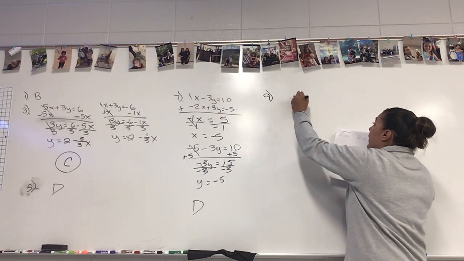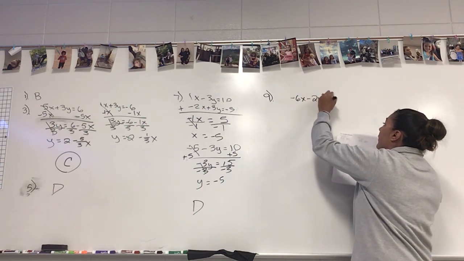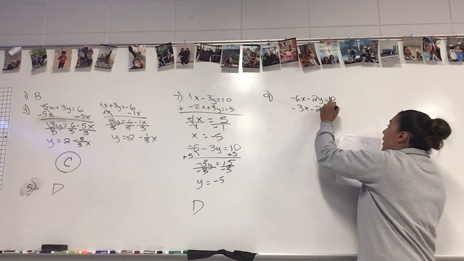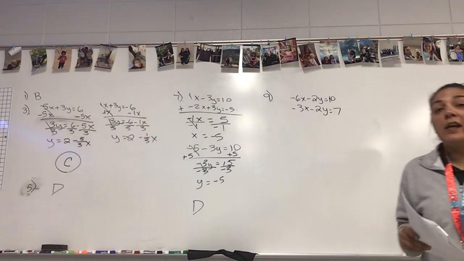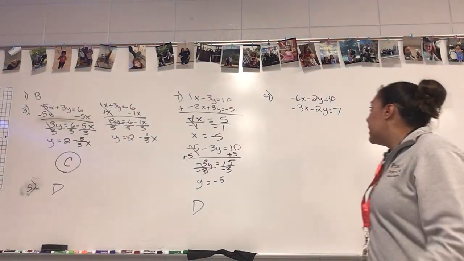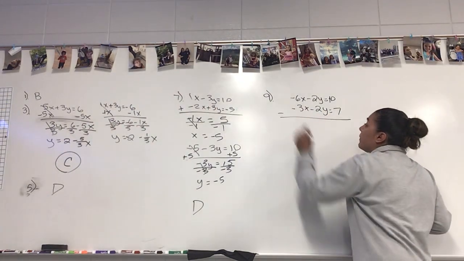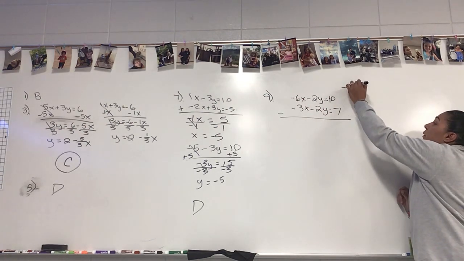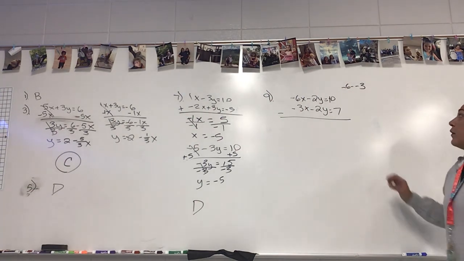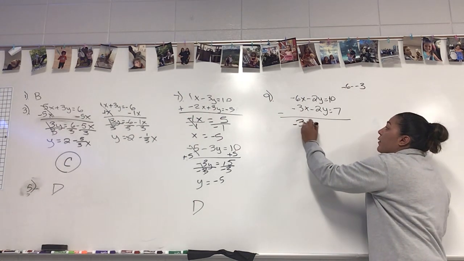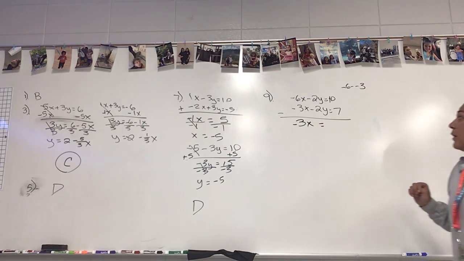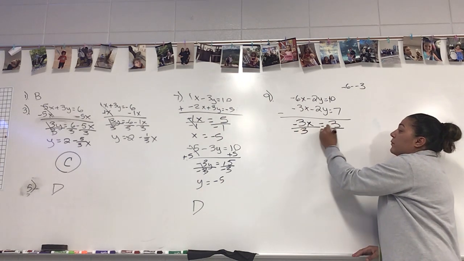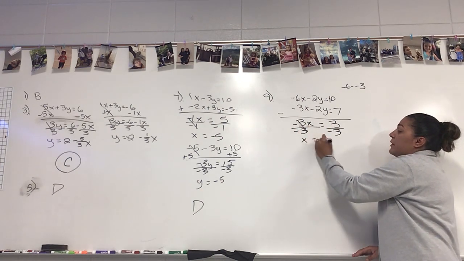Okay, 9. We got negative 6x minus 2y equals 10, and I got negative 3x minus 2y equals 7. I have two with the same number and same sign, so we need to subtract these. What is negative 6 minus negative 3? Negative 3. And then the y's are going to cancel. And then I got 10 minus 7 is 3. So x is going to equal negative 1.